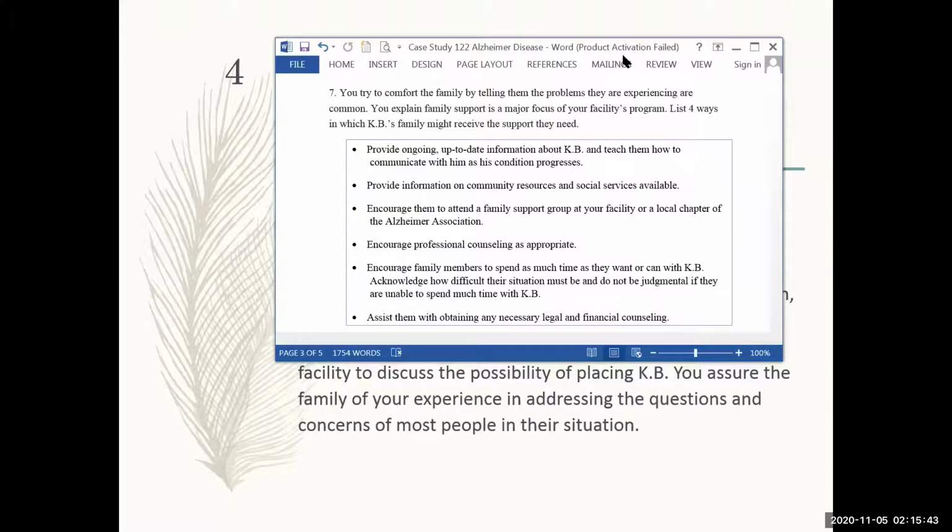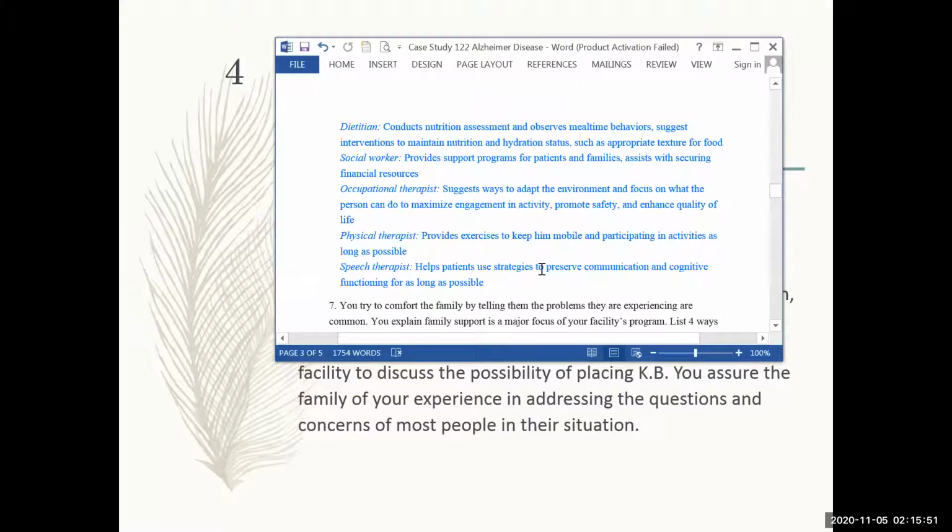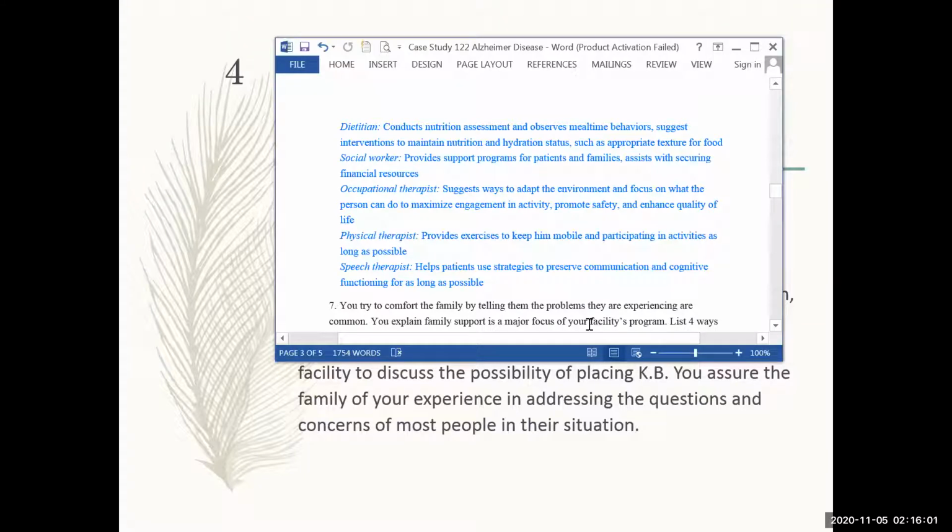That's good, but I was also wondering what the expert response was for number 6. I know we said physical therapy and occupational therapy. Was dietary definitely one? Yeah, dietary, social worker, occupational therapist, physical therapist, and speech therapist. Perfect, thank you.